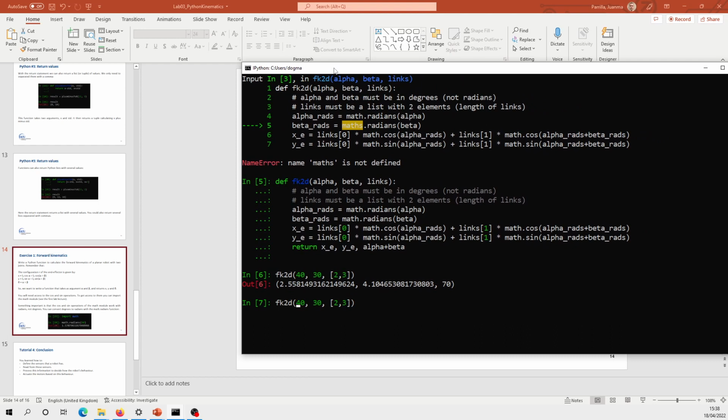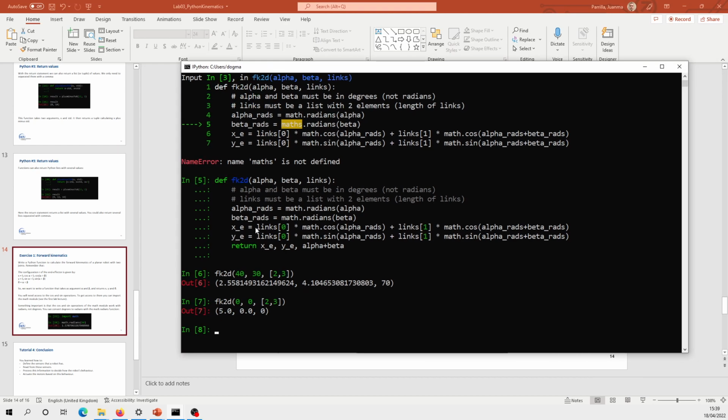And let's say, for example, both angles are 0 degrees. So the position of the end effector as expected is 5, because both of them are over the horizontal, 0 on y, and the angle is 0. Anyway, this is the solution of the problem. It was basically just copying the formula from the slide into Python.